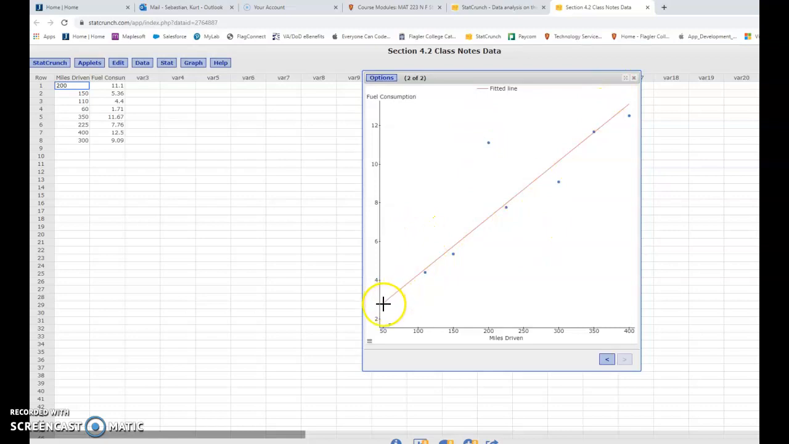You can see how StatCrunch fit the best line through those points so that the vertical variation, the distance vertically from any point to the line, is minimized. The sum of all those distances is a mathematical thing you don't need to know about. It's just that the vertical variation is minimized.